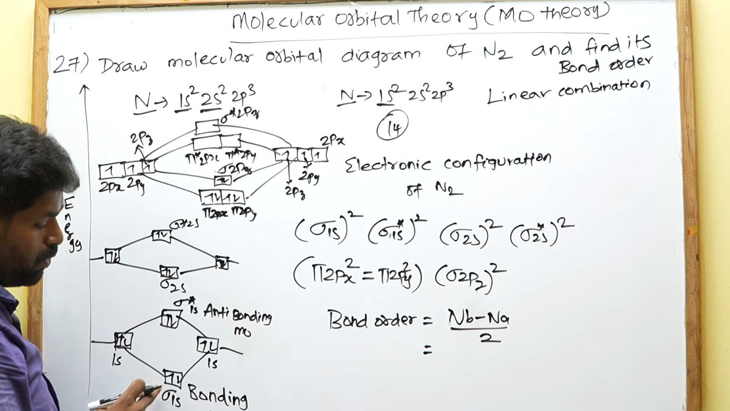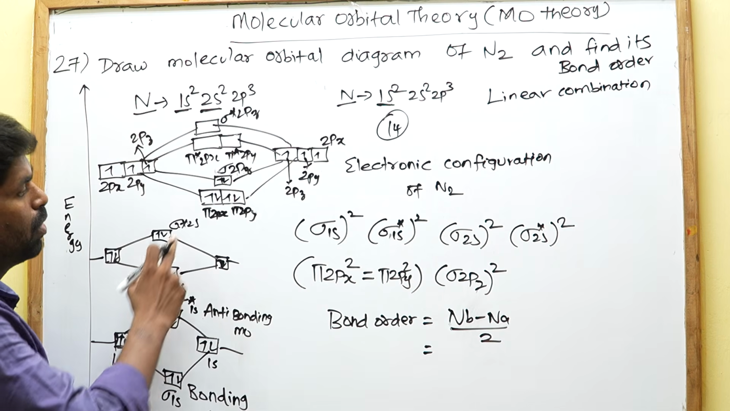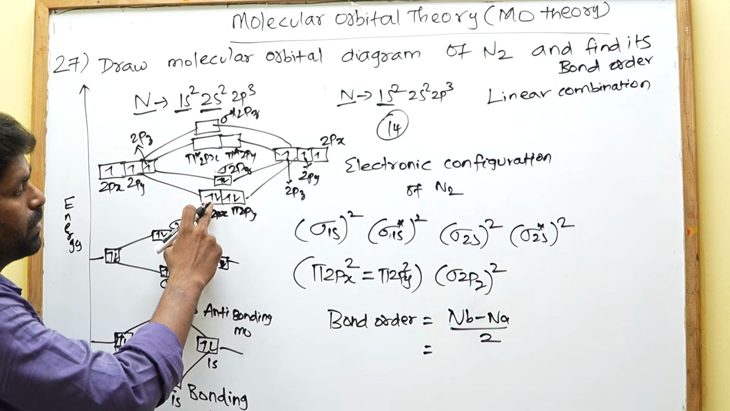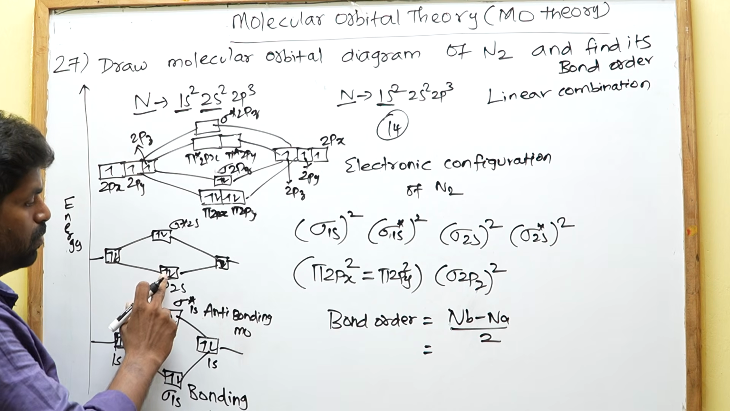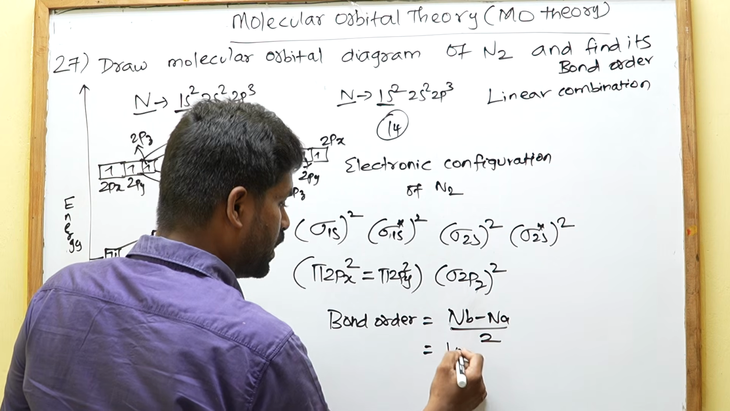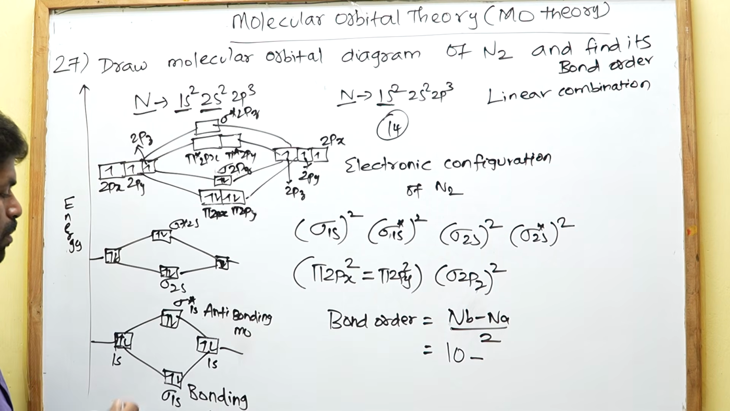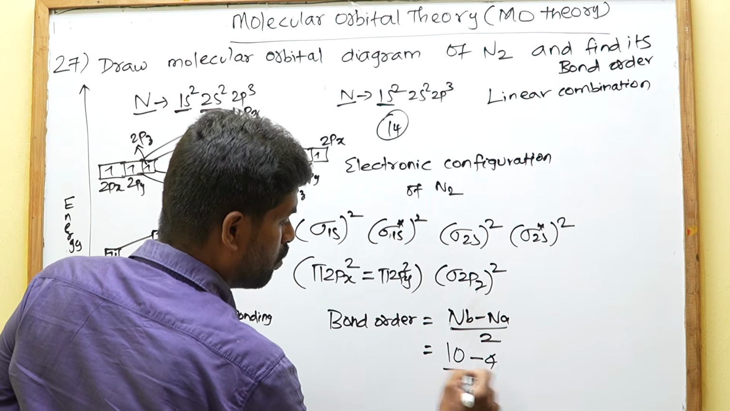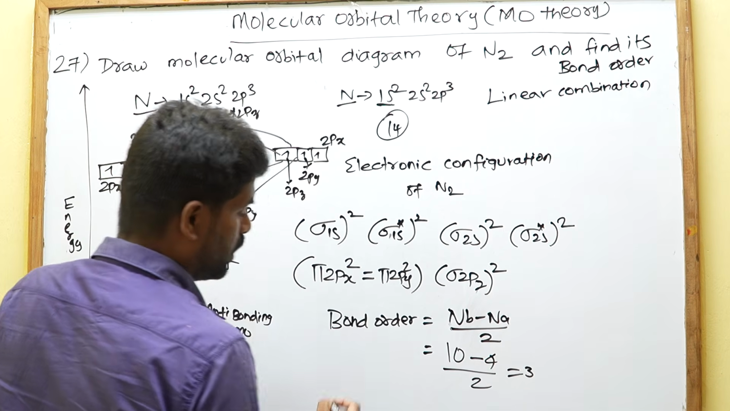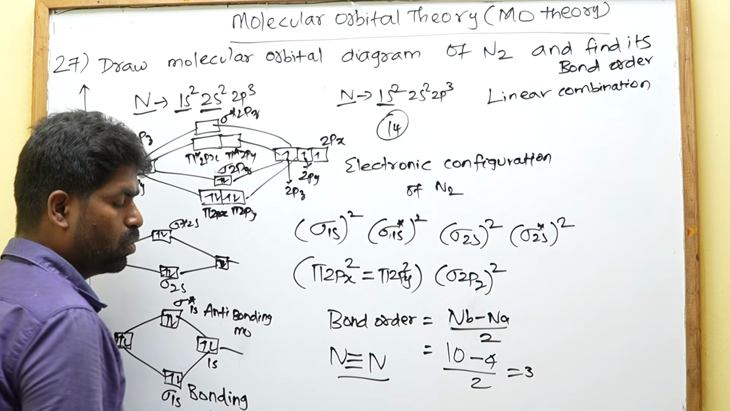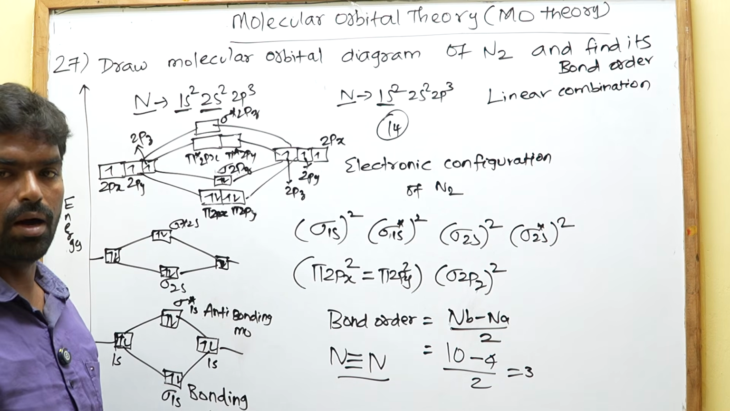So if you calculate the bonding molecular orbital electrons: 2, 4, 6, 8, 10. So totally we have 10, minus the anti-bonding level, 2, 4. So 10 minus 4, divided by 2, equals 3. Therefore the triple bond exists between the two nitrogens. This is the bond order.